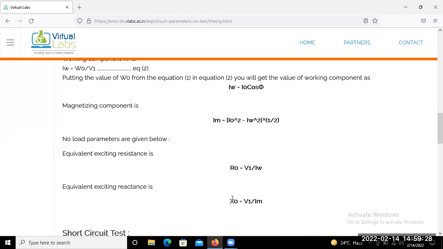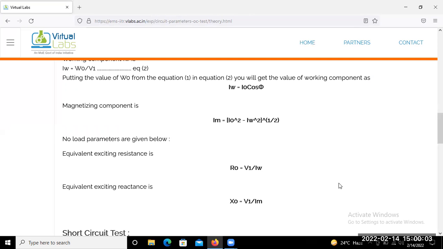Okay. Similarly, the magnetizing reactance is represented here, that is X0, that means V1 by IM. This V1 you may find with the help of a voltmeter. So put the value of V1 and IM, the magnetizing current. Then you are able to get the value of R0 and X0. So in this way, you can obtain these two parameters with the help of the open circuit test, is it not?